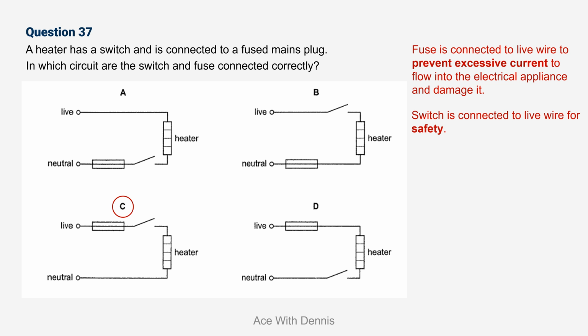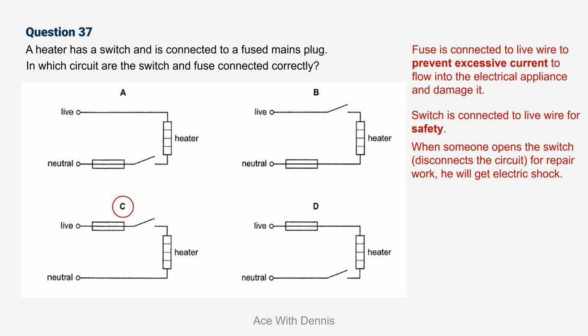Next, the switch is connected to the live wire for safety purposes. Why? Because when someone opens the switch or disconnects the circuit for repair work, he will get an electric shock if the switch is not connected at the live wire. It would be connected to the neutral wire instead. Hence, the answer will be C.